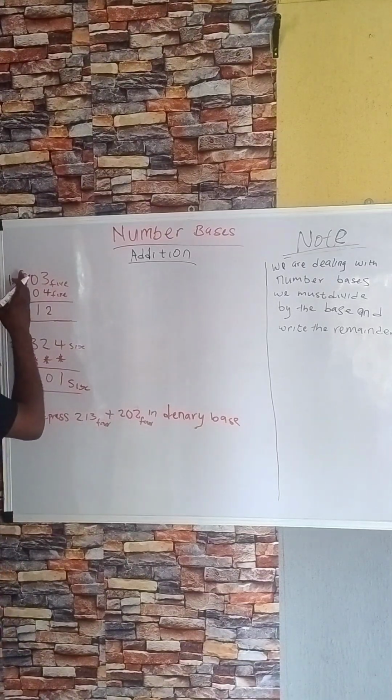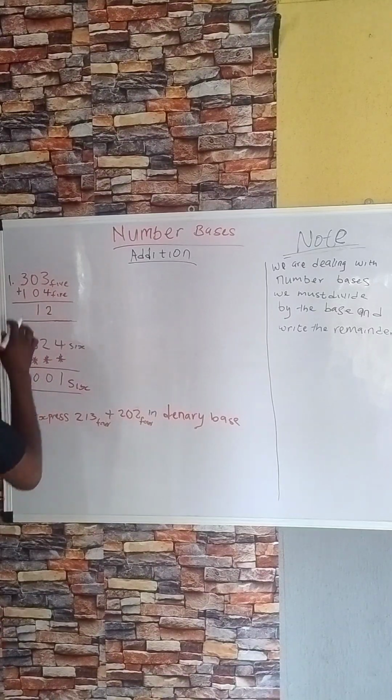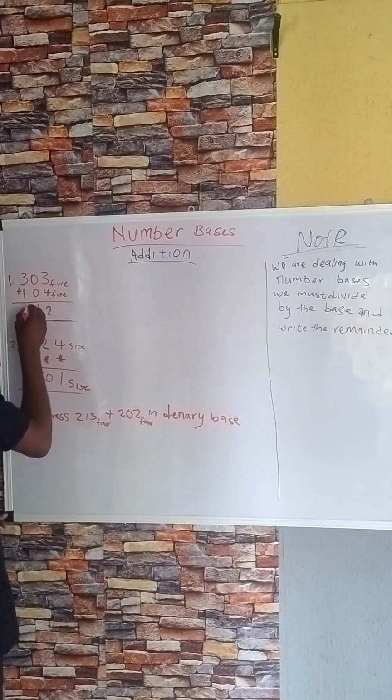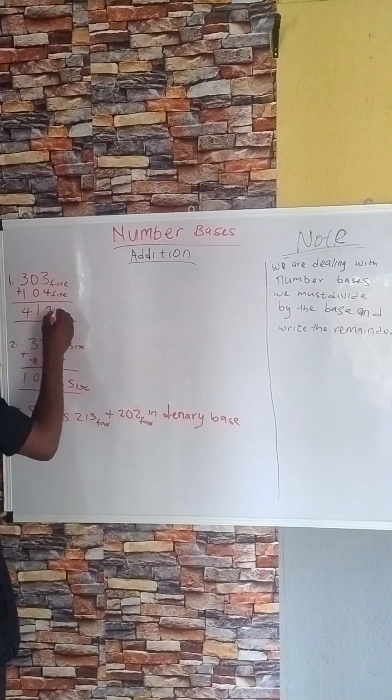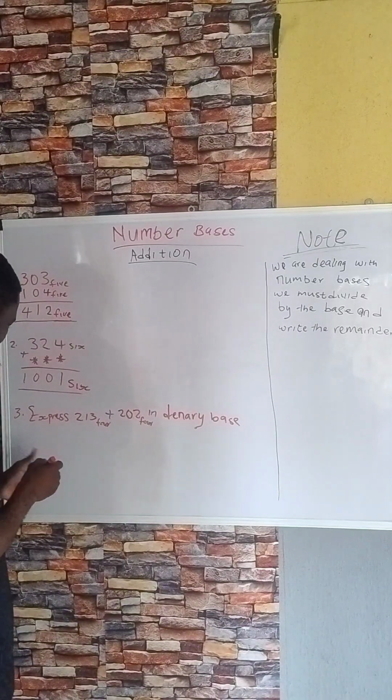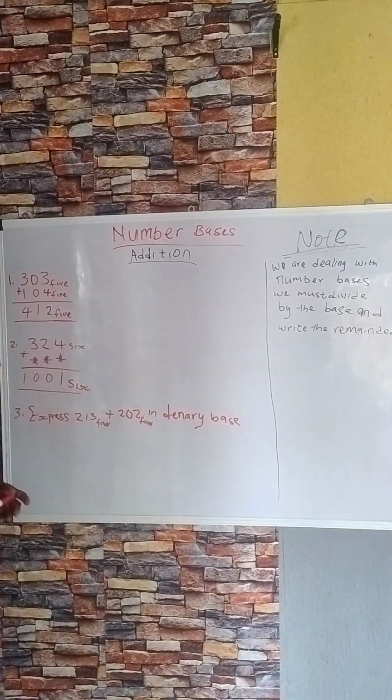So let's work on the next thing here, because there's no longer a remainder here. 3 plus 1 is 4. 4 divided by 5 is 0 remainder 4. You bring down the 4 here. So this is still base 5. The answer is in base 5. So this is how we add in different bases.